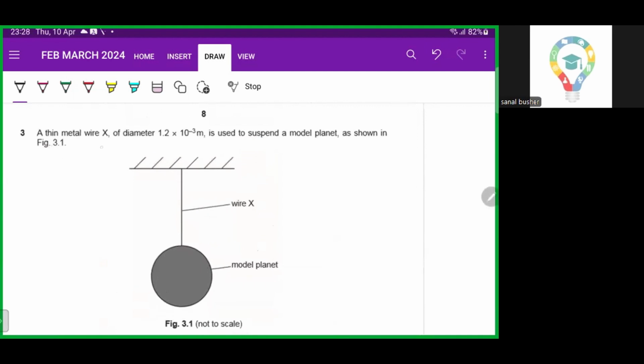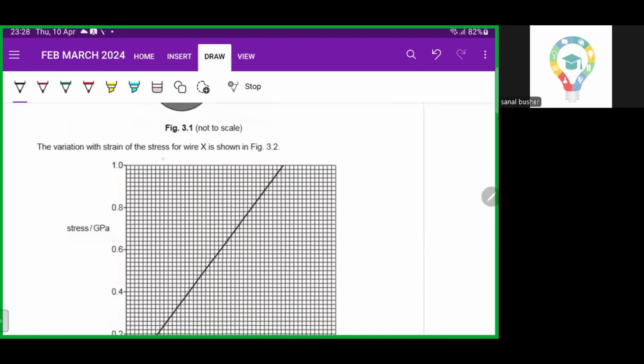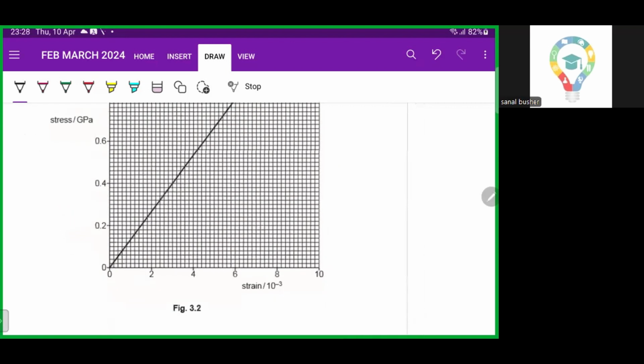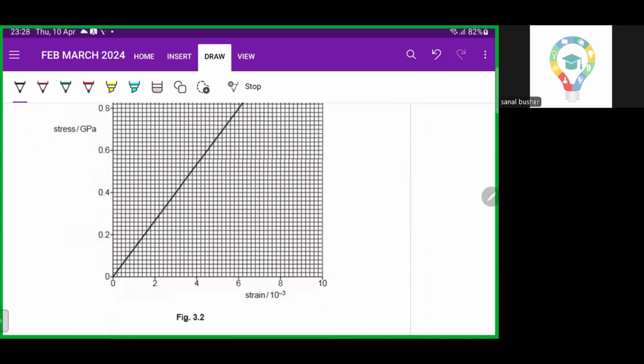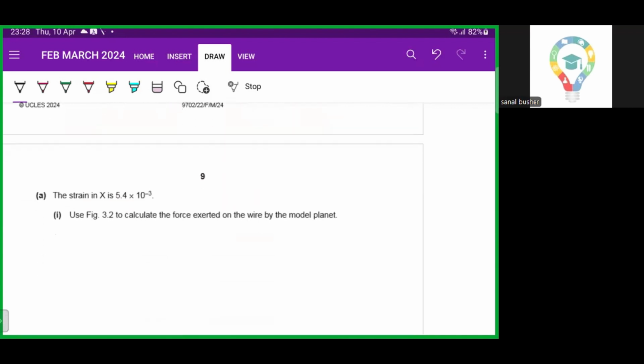A thin metal wire X of diameter 1.2 into 10 to the power minus 3 is used to suspend a model planet as shown in the figure. Okay, you can see the figure. And the variation of the stress with the strain for wire X is given, the stress versus strain graph. It is obeying Hooke's law, a straight line, right? So you will get the gradient as Young's modulus. Okay, remember that. Let's check the question.